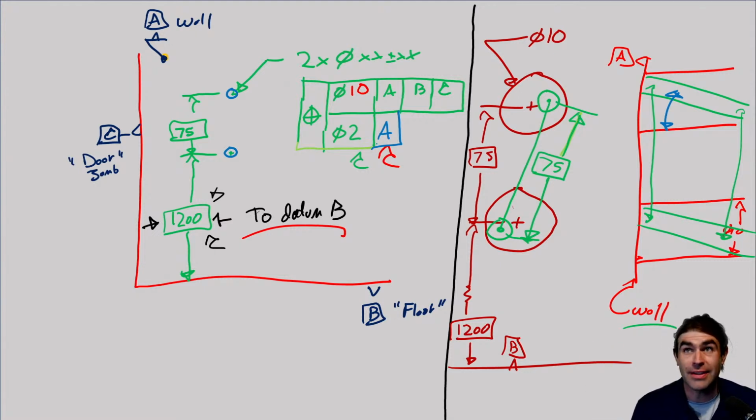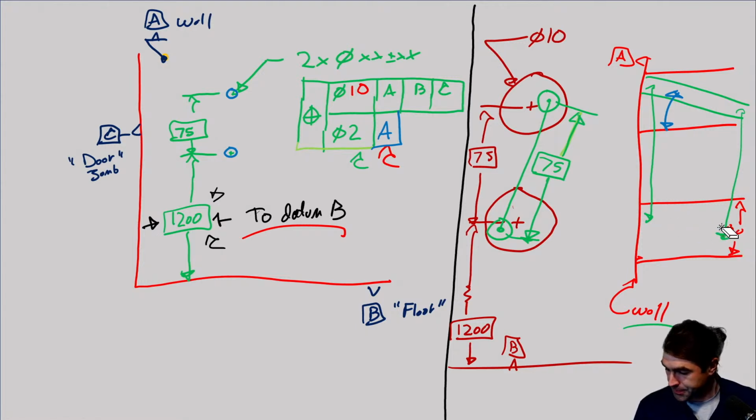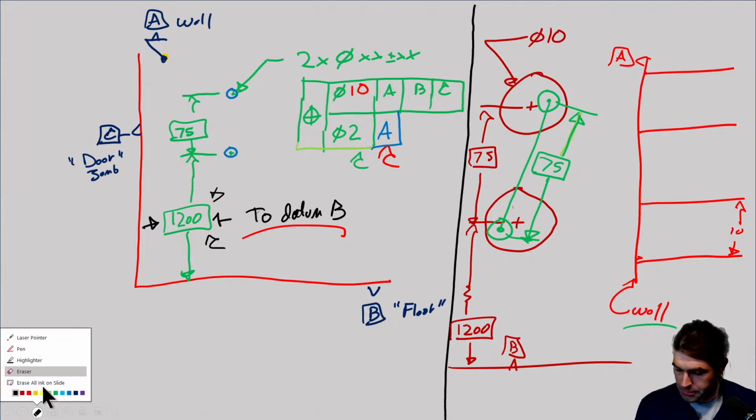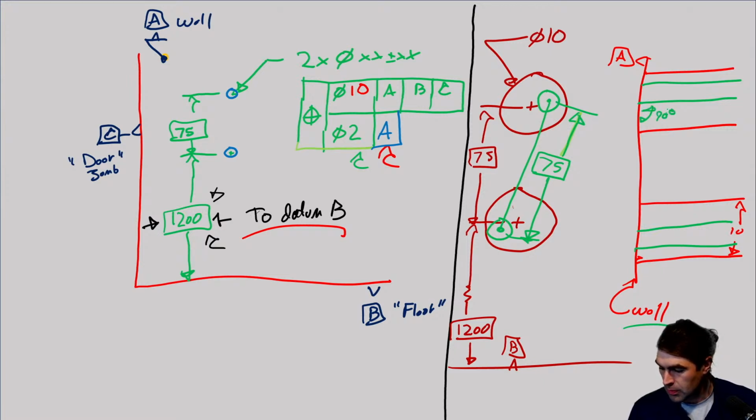Okay, so when I call out datum A, what's going to happen here is our tolerance zones now need to be 90 degrees to datum A. And this is often good enough, right? It's similar to applying a perpendicularity.